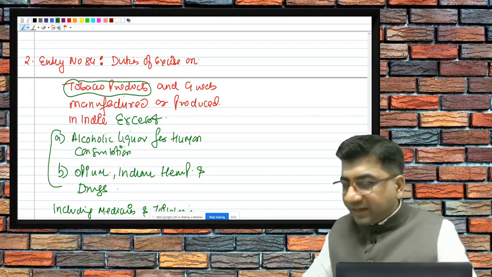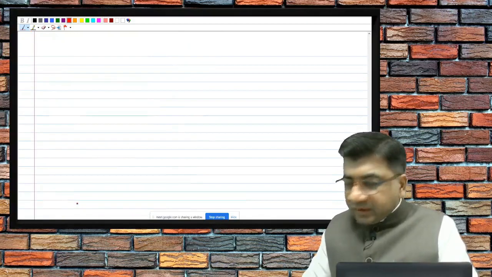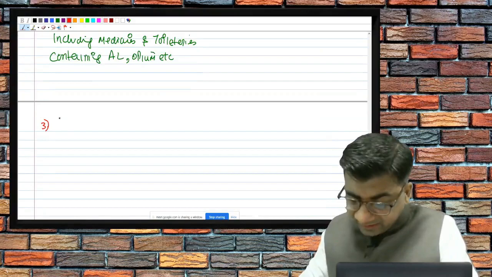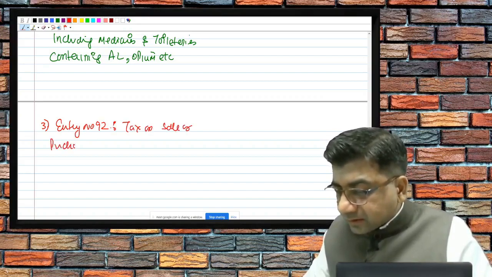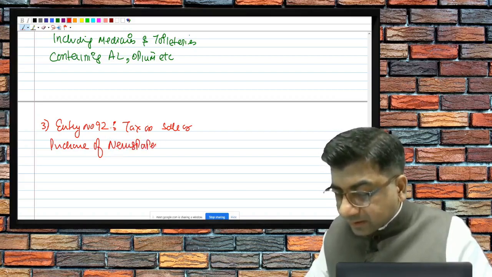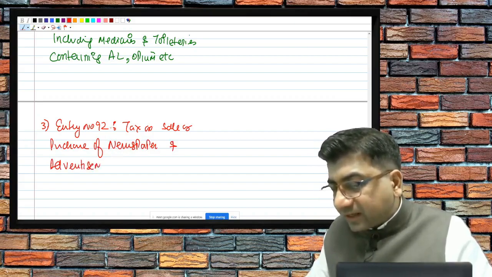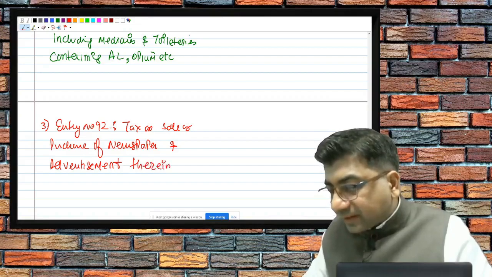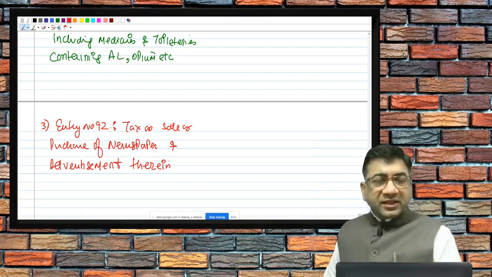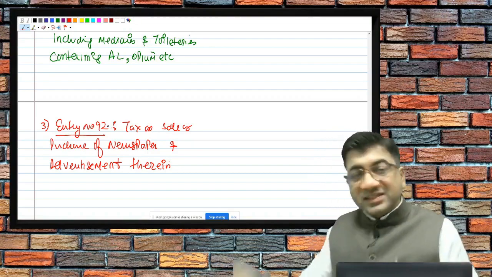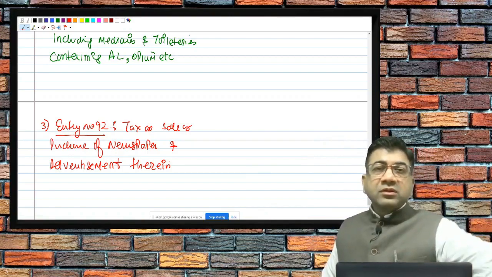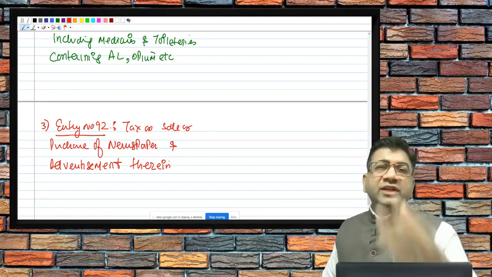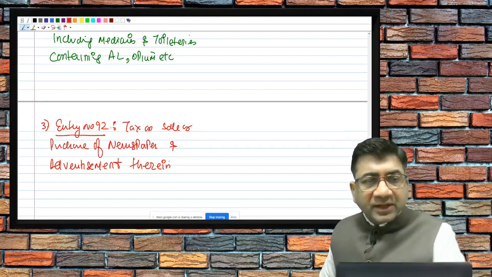So leave 2 or 3 lines below. Third entry is entry number 92, tax on sale or purchase of newspapers and advertisements therein. This is entry number 92. Now I'm going to tell you whether this entry is still there or has been deleted. To learn anything you need to know the background. Once you understand the background, it becomes easy for me to teach you the current situation. So, tax on sale or purchase of newspapers and advertisements therein.